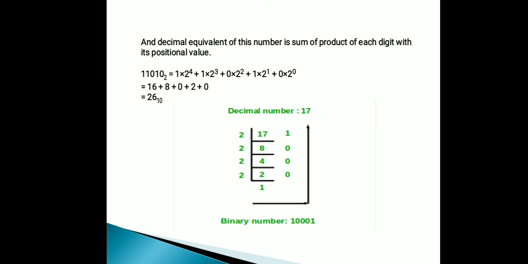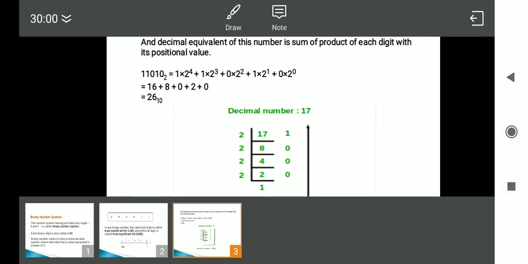Now you can see here the decimal number is 17, and we are going to convert it from decimal to binary. We divide by 2: it's 16 and the remainder is 1, so write down 1. Again, 2 eights are 16... 2 fours are 8, remainder 0, so write down 0. Again 2 twos are 4, remainder 0, and 2 ones are 2, remainder 0.